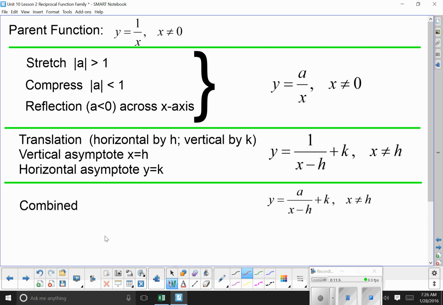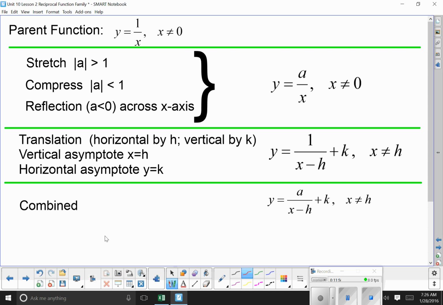Now, the parent function. Y equals 1 over x, x does not equal 0. Remember, those restrictions are important. The absolute value of A greater than 1 is a stretch. The absolute value of A less than 1 is a compress. It presses it towards the asymptotes, vertical and horizontal, or pulls it away. Reflection. If A is less than 0, then it reflects across the x-axis. Y equals A over x, x does not equal 0.